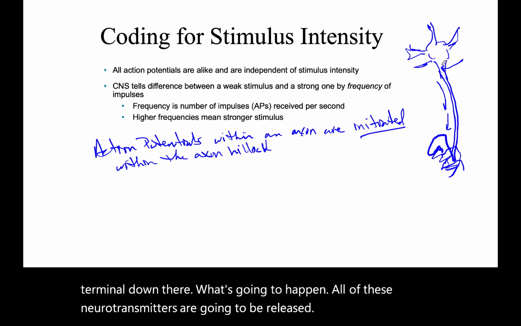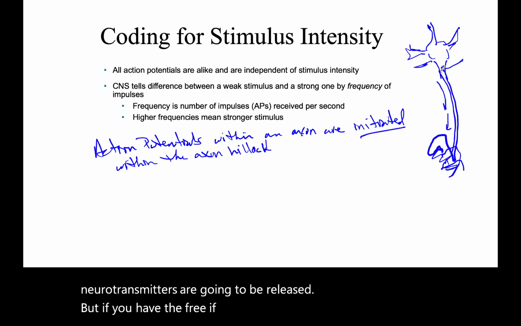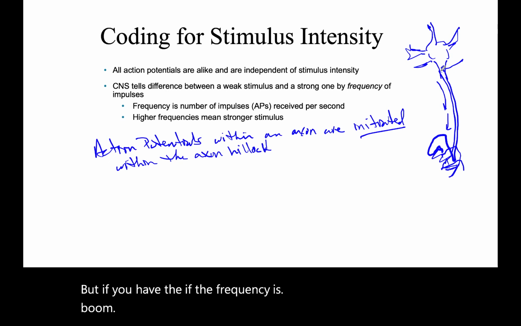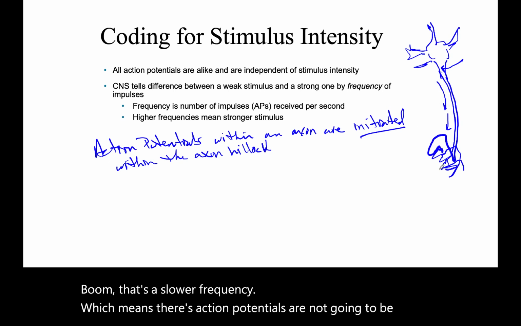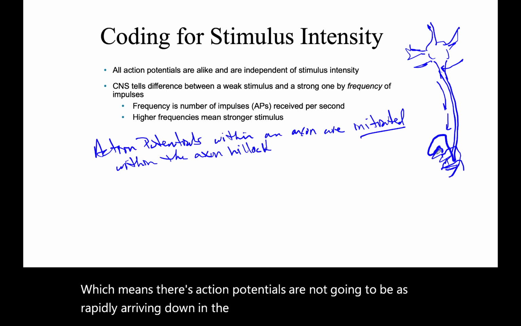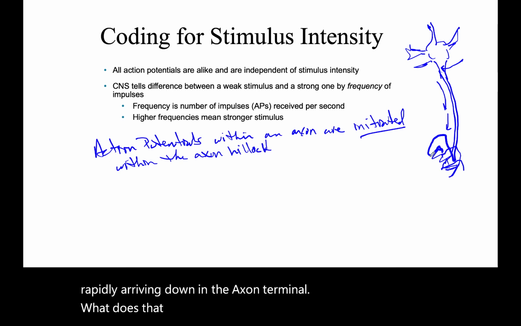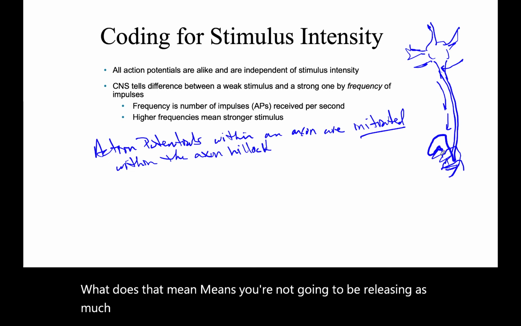But if the frequency is boom, boom, boom, boom, boom, that's a slower frequency, which means those action potentials are not going to be as rapidly arriving down in the axon terminal. What does that mean? It means you're not going to be releasing as much neurotransmitter. So that is what we are referring to here.